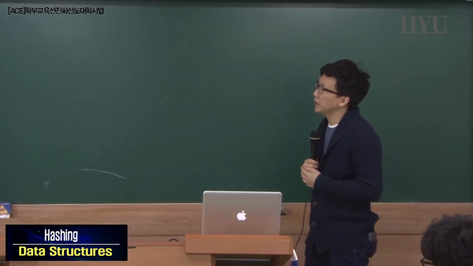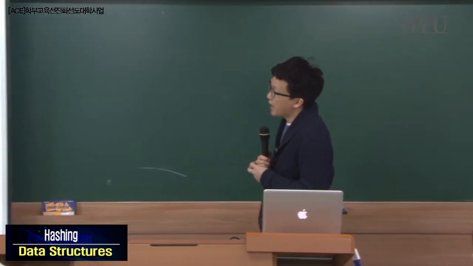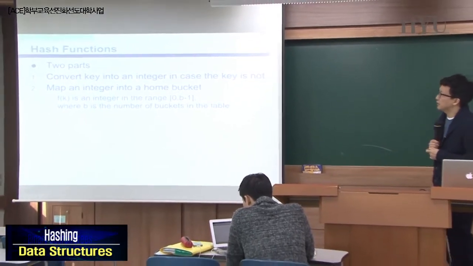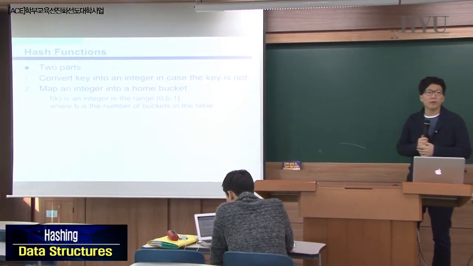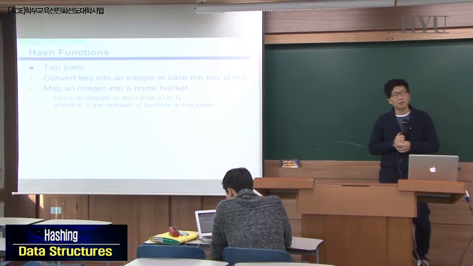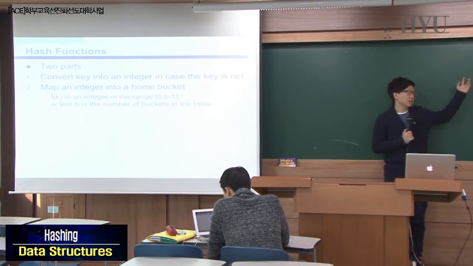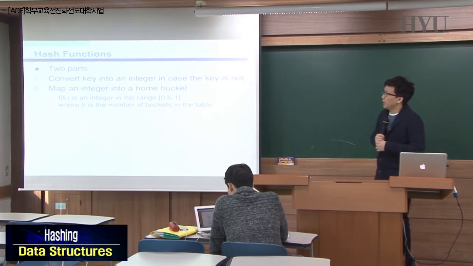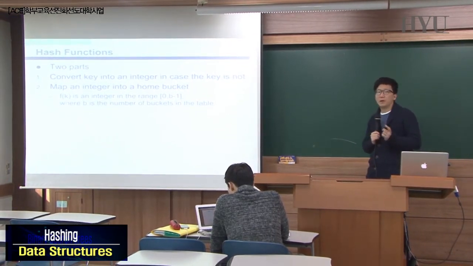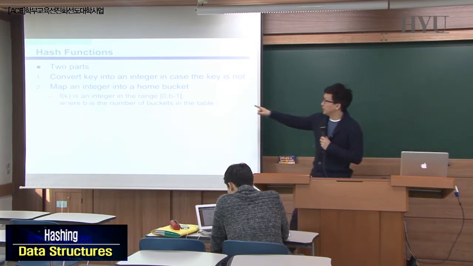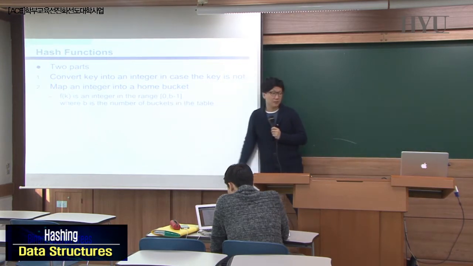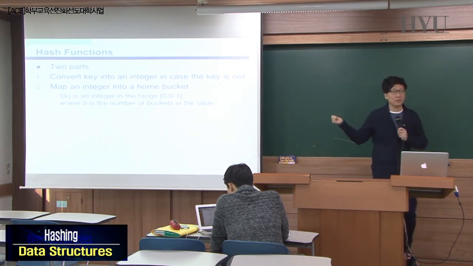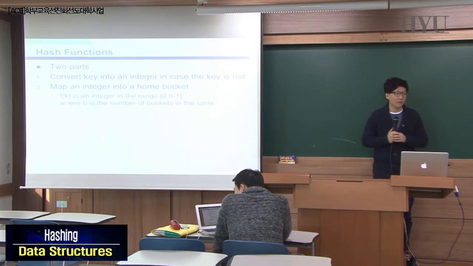Converting a key into an integer in case the key is not one. Map an integer into a home bucket. f(k) is an integer in the range of 0 to b minus 1. Why? Because b refers to the total bucket size, the total size of the list, so b minus 1 is the last index, of course, right? So f(k), the output of the hash function, always gives a value in this range. If my hash function gives a value outside of that range, what does that mean?